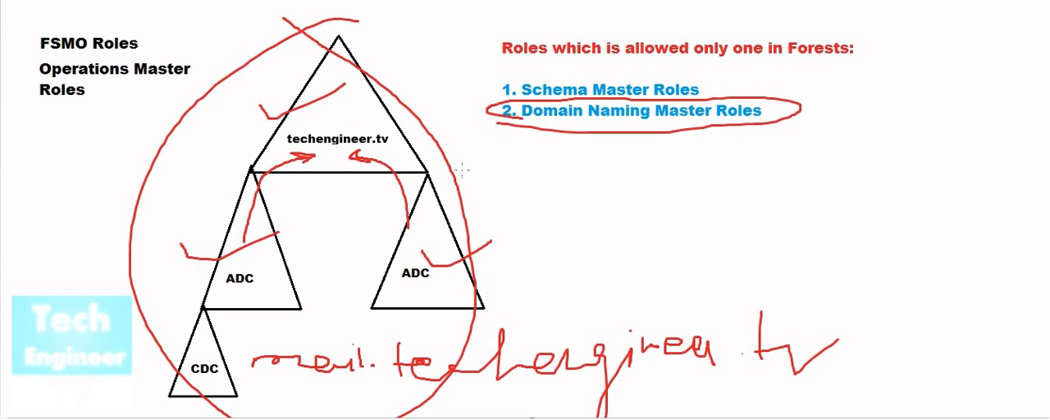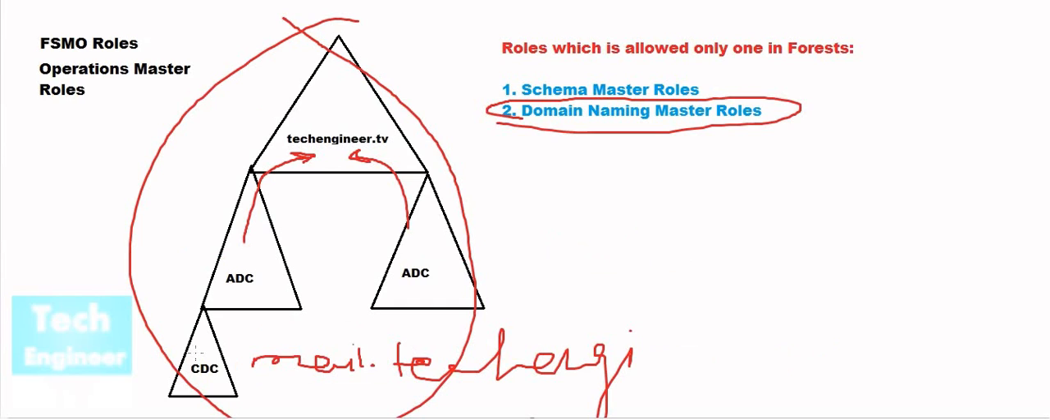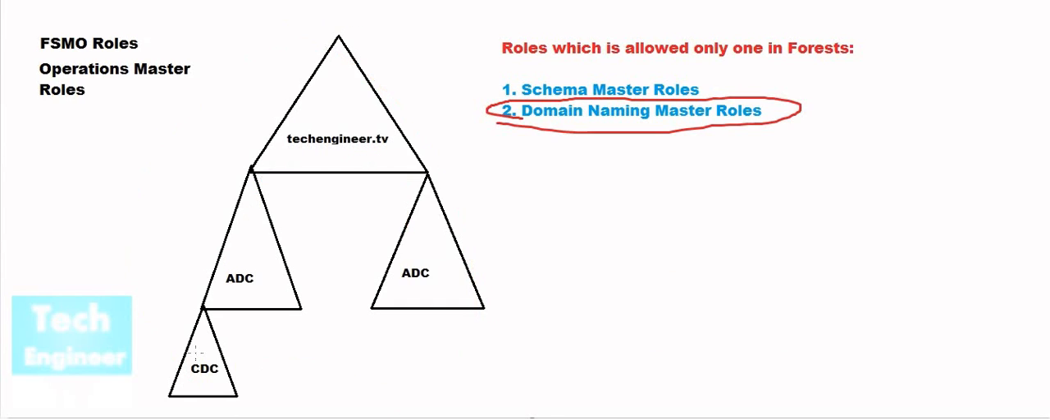But when you install a CDC, you have to bring a prefix, either mail or anything else, for example india.techengineer.tv. This is because the CDC is also a domain, and two domains are allowed in the forest. So only one domain in the forest can carry the domain naming master role, either techengineer.tv or the CDC.